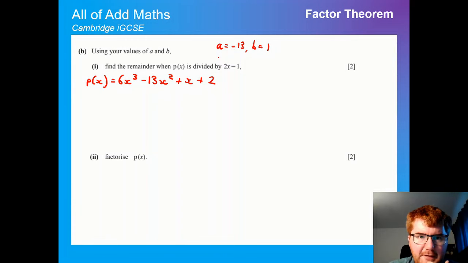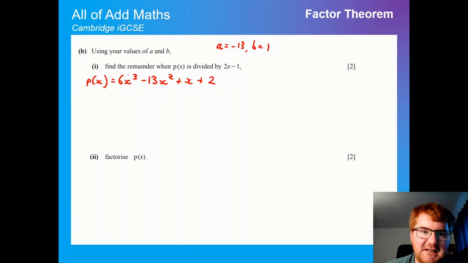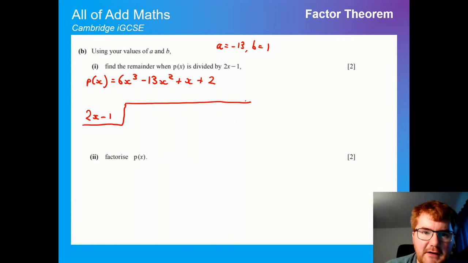Right, and we want to find the remainder when it's divided. As soon as you see this kind of question, it's a process that I know my students absolutely love. This is going to be some algebraic long division or synthetic division. So let's get ready for this. We're going to have 2x minus 1 here, and we're just going to, by brute force, divide through.